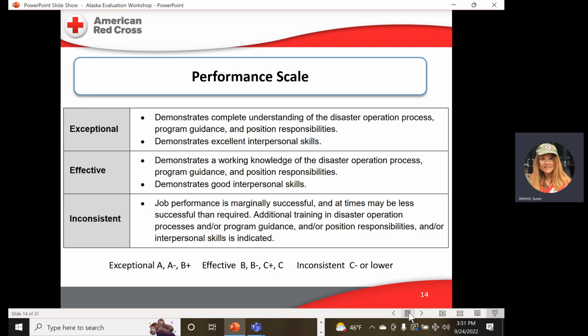Job performance, if that is marginally successful, but sometimes kind of dipping down into not what we want. And we know that this person needs additional training in DRO processes and or program guidance, and they need to understand their position better, and or their interpersonal skills are really lacking, then that's the person who might get an inconsistent.